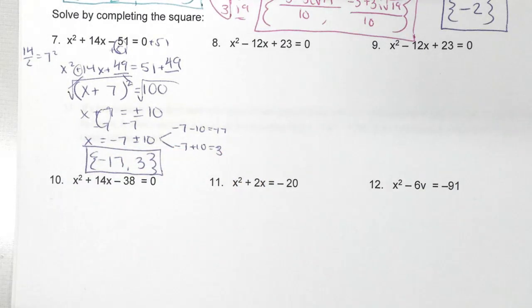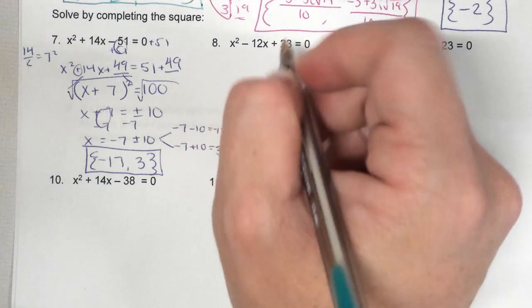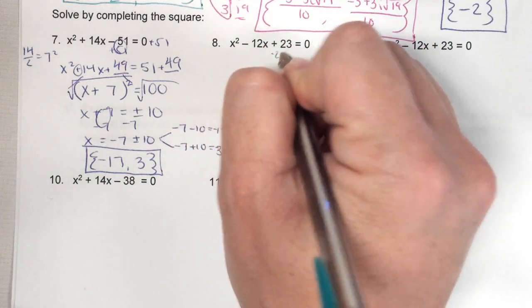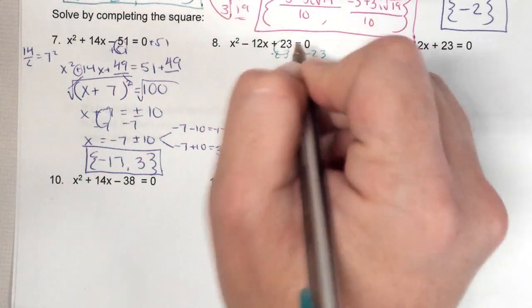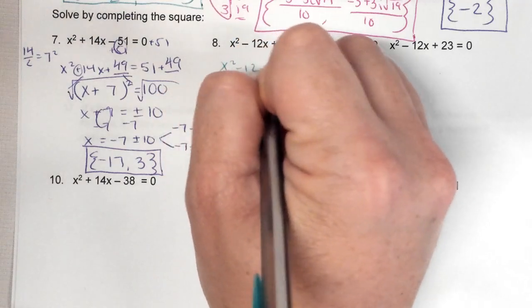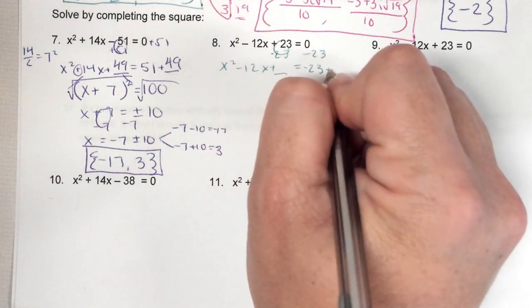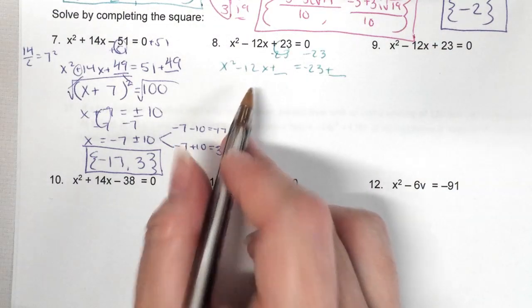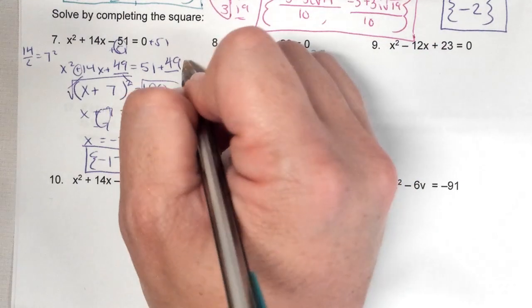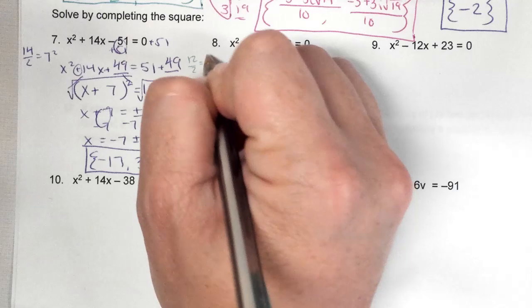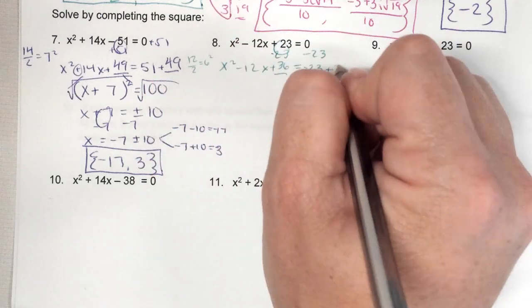Okay, now look at number 8. Okay, so same concept. A is 1. I'm going to move my C. I get x squared minus 12x, leave space, equals negative 23. So plus what? Plus what? Well, half of my B, so half of 12 is 6. 6 squared is 36.